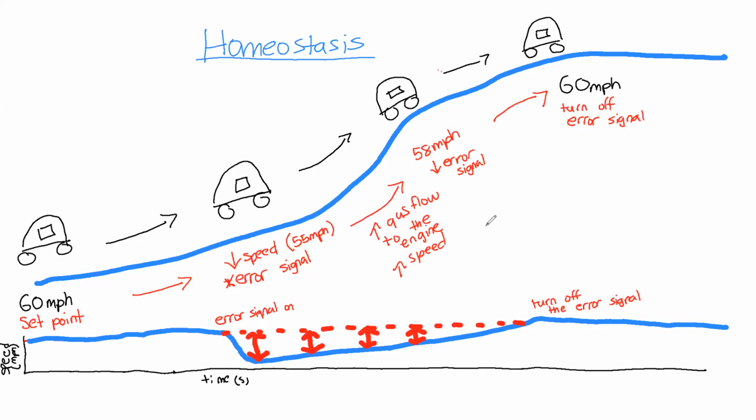But understand that that could also be decreasing gas flow to the engine if we happen to speed above our set point, okay? And so that trigger is now going to bring us back to our set point. And as we get closer to our set point, the error signal becomes smaller and smaller and smaller until it eventually goes away. Okay.